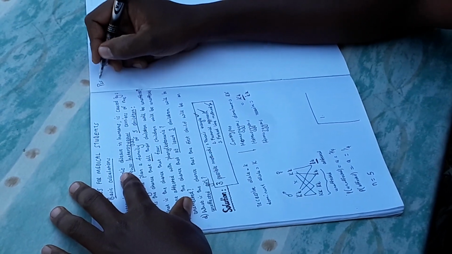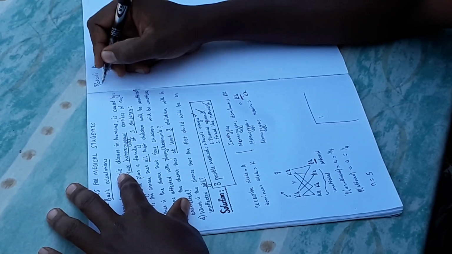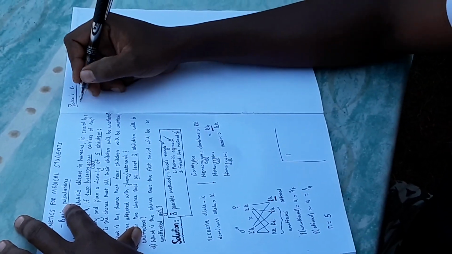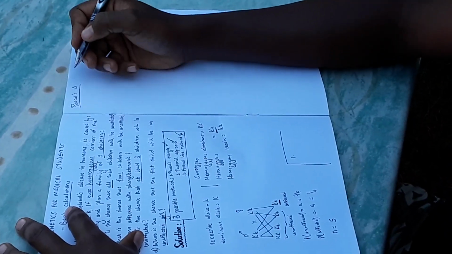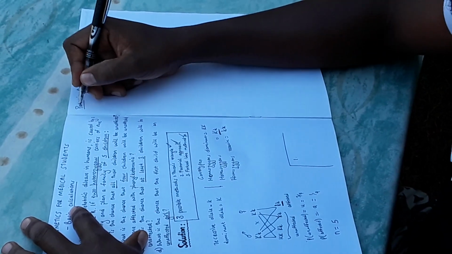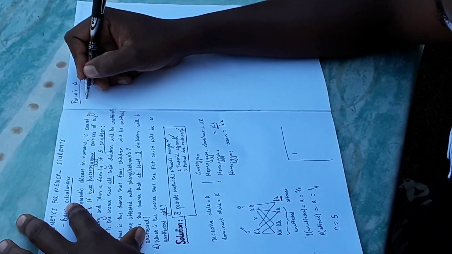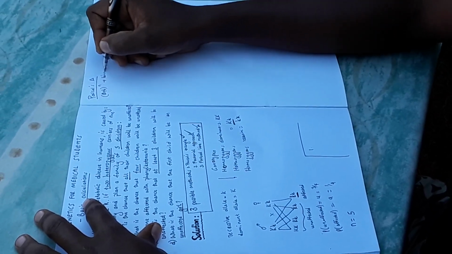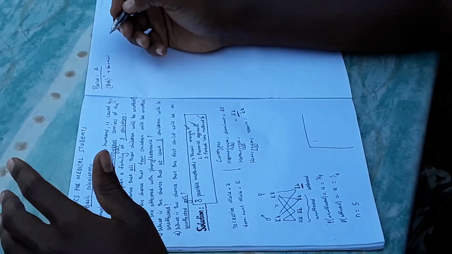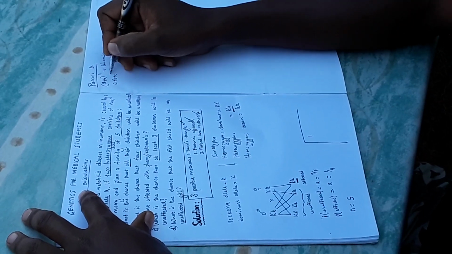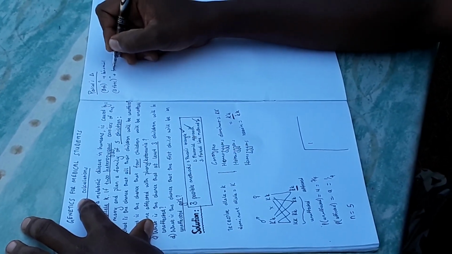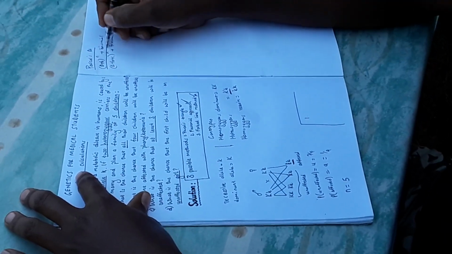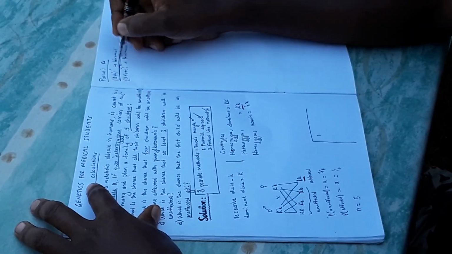Let's start with the first one, Pascal's triangle. Pascal's triangle is used for solving binomial expressions. A binomial expression is an expression of the form (a + b) to the power n. This is a binomial expression. If you had (a + b + c) to the power n, that would be a trinomial expression. This triangle is for solving a binomial expression.